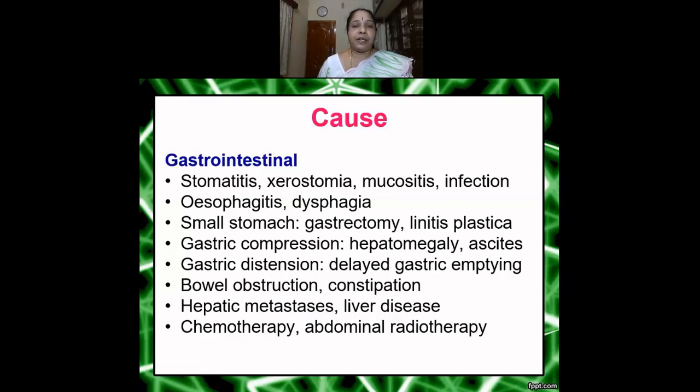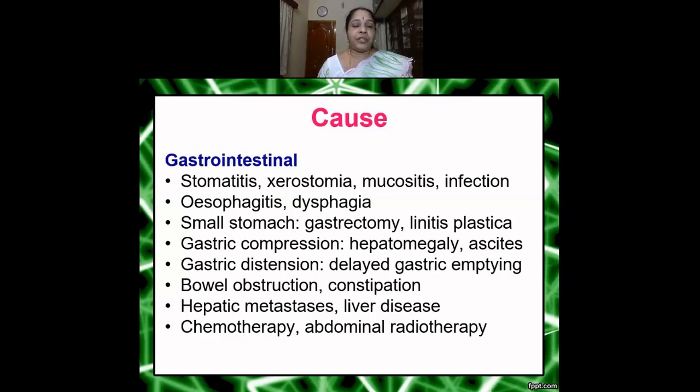Gastric compression: when the stomach or the gastrointestinal tract is compressed because of hepatomegaly, which is enlargement of the liver, and ascites, which is accumulation of fluid in the abdominal cavity, this can compress the gastrointestinal system, leading to anorexia. Gastric distension can occur due to delayed gastric emptying. Gastric emptying is the passage of consumed food from one portion to another, and when there is a delay in the flow of food or intestinal content, it can cause gastric distension, which will lead to anorexia.